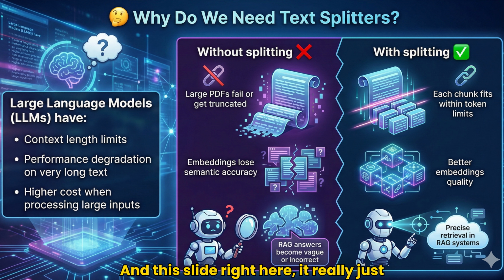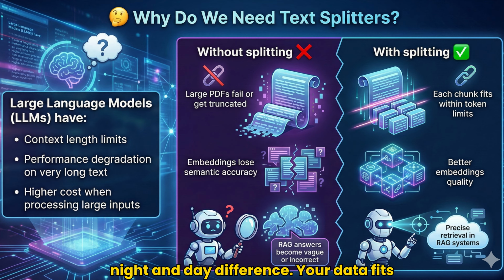And this slide right here, it really just says it all. Look at the left side, without splitting. It's a disaster, right? You've got failed workflows, your data gets all garbled, and your AI assistants are basically useless, giving you these vague, unhelpful answers. But then, look at the other side. When you do it right with splitting, man, it is a night and day difference. Your data fits perfectly within the model's limits, the quality of your embeddings just skyrockets, and your AI can finally pull out the exact correct information you need. It's a total game changer.